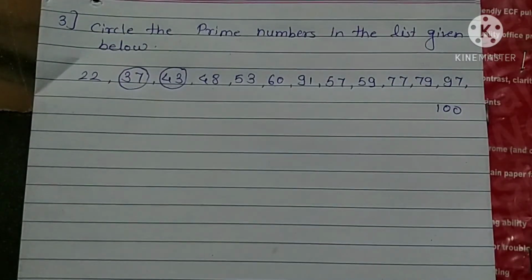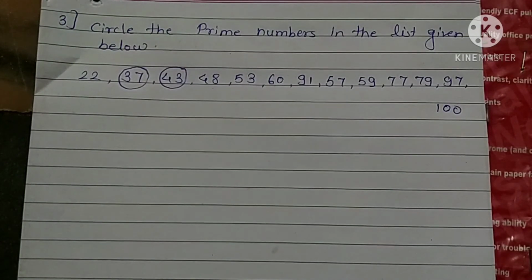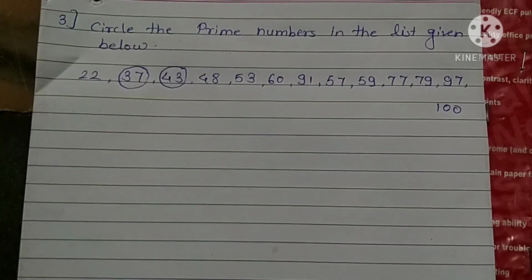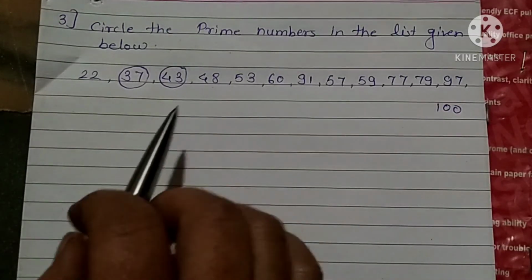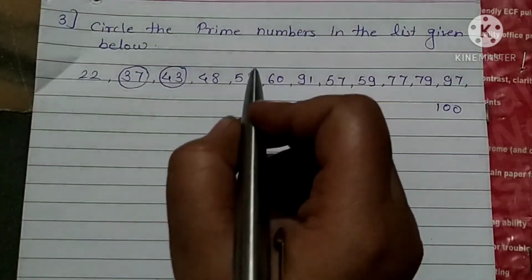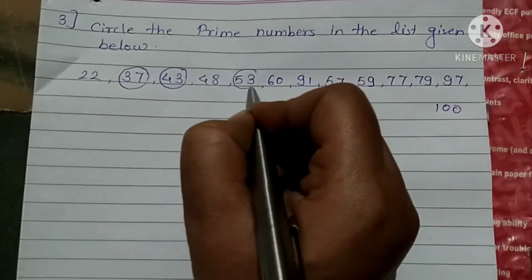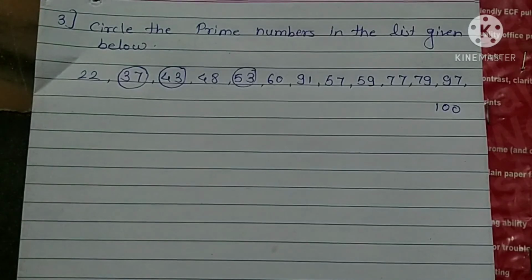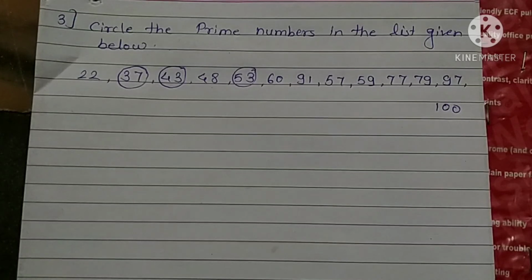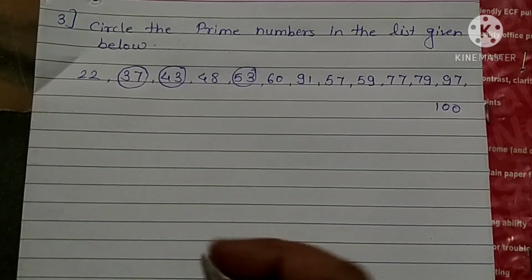48, yes. 48 is present in many tables. It is divisible by 4 also. In the 6 table also 48 is there. In the 12 table also 48 is there. So 48 is not a prime number. Then 53, check it. Is 53 present in any table? No. So 53 is also a prime number. 60 is present in many tables. 6 table is there. 15 table is there. 30 table is there. So 60 is not a prime number.